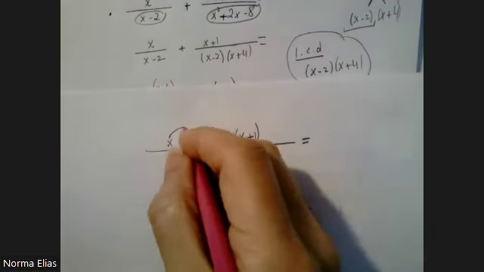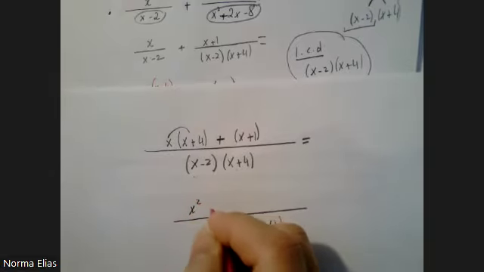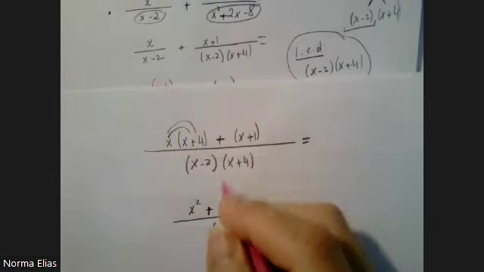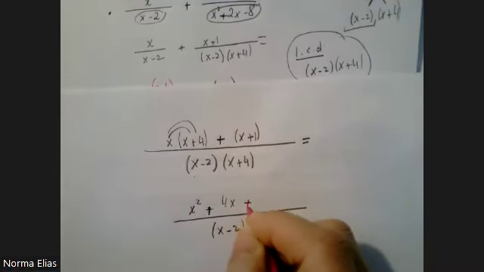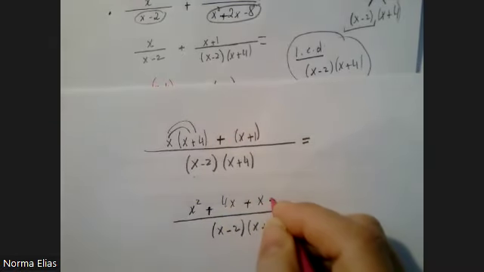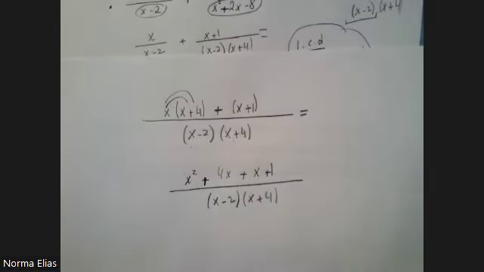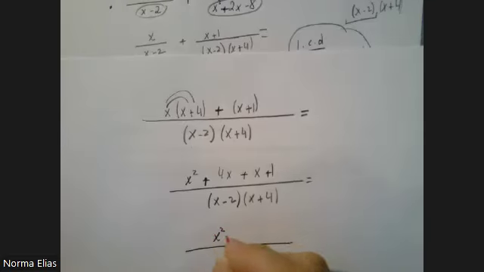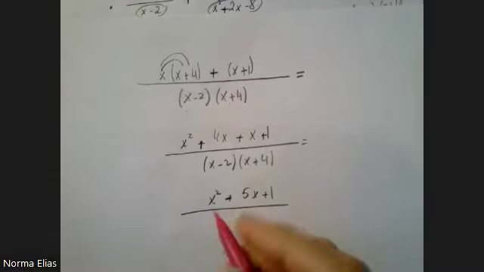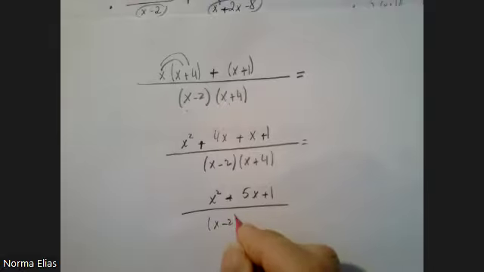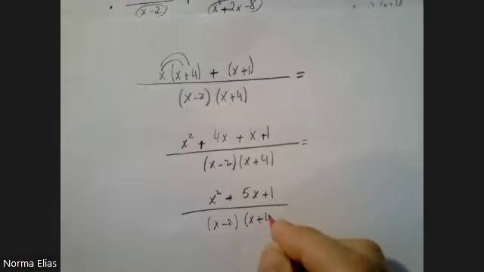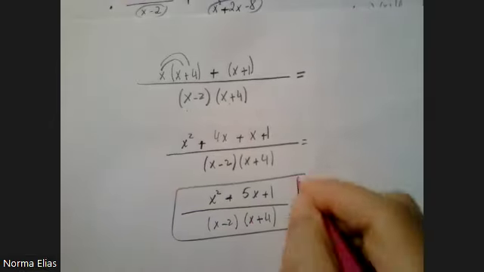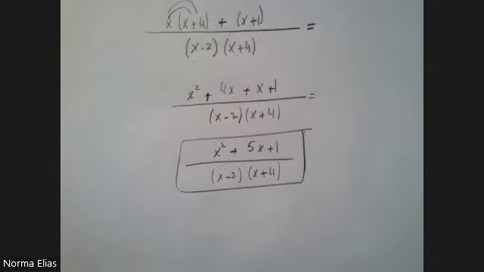So let's do that. X times x, x squared, plus 4x, plus x plus 1. And finally, we simplify as much as we can. X squared is x squared, 4x, 5x, plus 1. And the denominator would be x minus 2, x plus 4. And that's the answer we get.